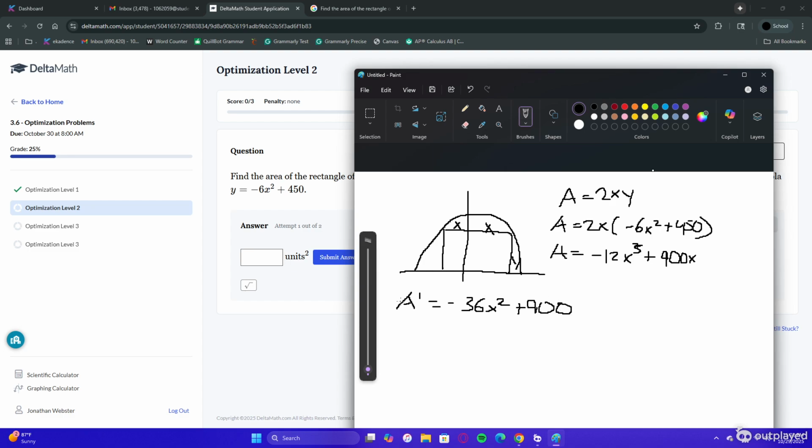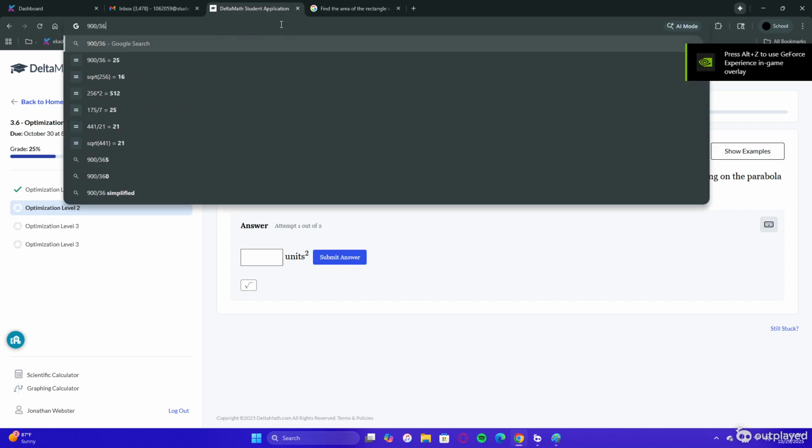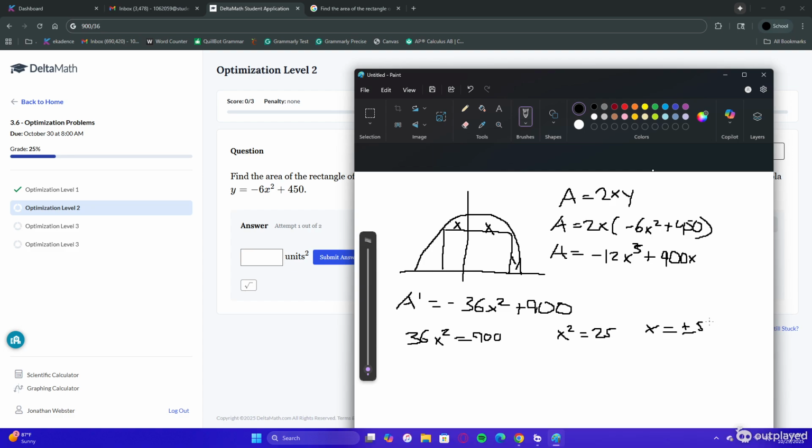Right, so now we have to find the critical points of A prime. So we would just have 36x squared equals 900, and 900 divided by 36 is 25. So x squared equals 25, meaning that x equals plus or minus 5, but we can ignore our negative value, so x would just equal 5. Now we have our x value, 5 right here, 5 right here.